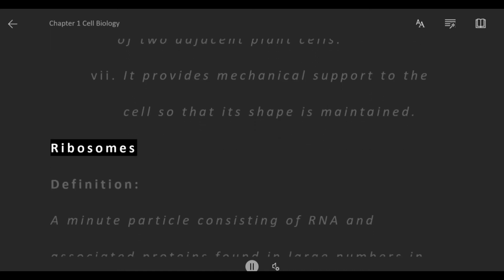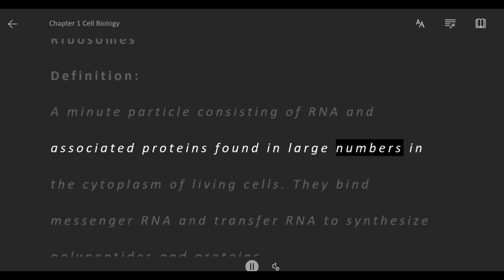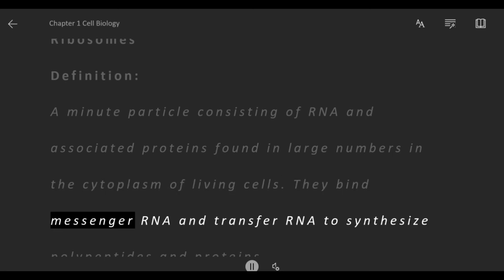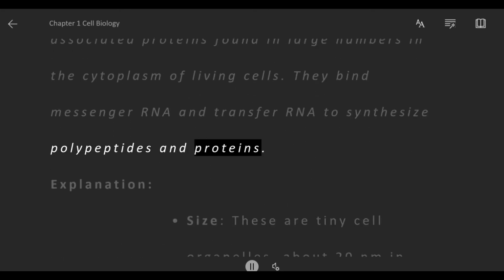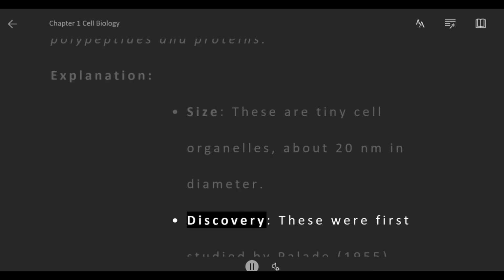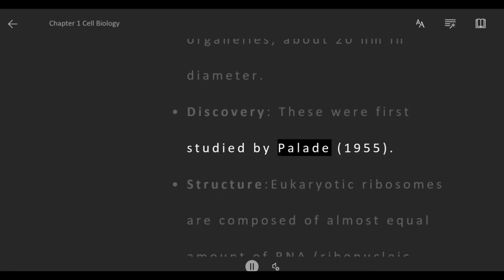Ribosomes. Definition. A minute particle consisting of RNA and associated proteins found in large numbers in the cytoplasm of living cells. They bind messenger RNA and transfer RNA to synthesize polypeptides and proteins. Explanation. Size. These are tiny cell organelles, about 20 nanometers in diameter. Discovery. These were first studied by Palade, 1955.